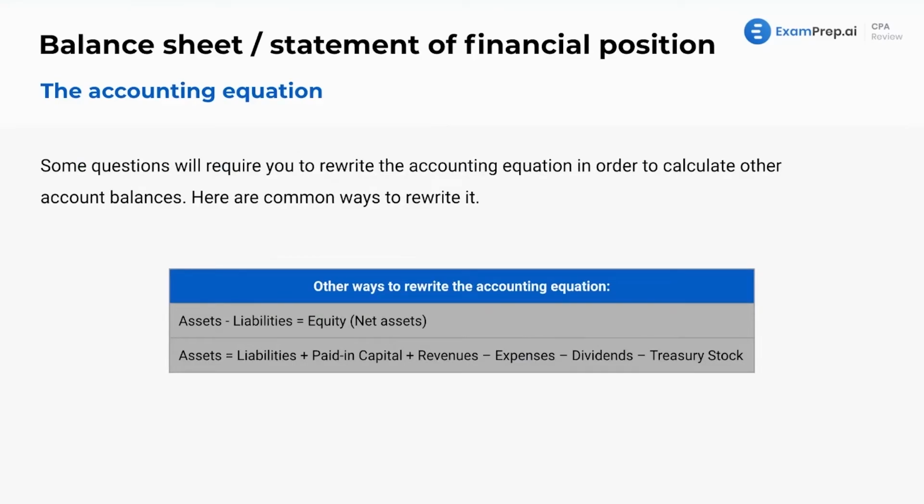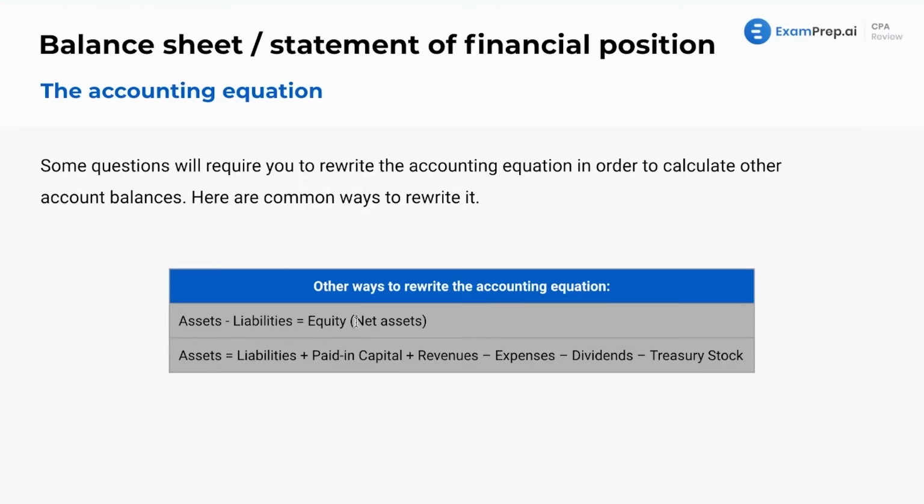Let's talk a little bit more about the accounting equation. So as I said, some questions will require you to rewrite the accounting equation in order to calculate other account balances. Some common ways to rewrite it. So normally it's assets equals liabilities plus equity. We could also commonly rewrite it as assets minus liabilities equals equity. So getting familiar with algebra, surprisingly, or maybe for you unsurprisingly if you've seen it already, is pretty important on the exam. Not only FAR, but also BEC.